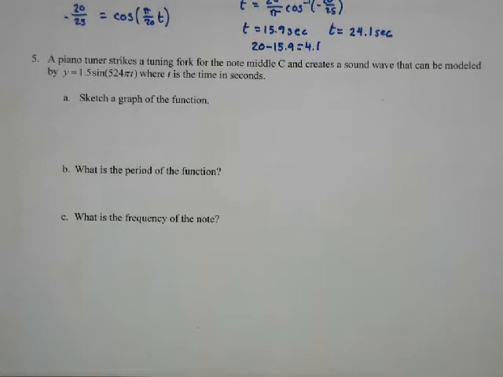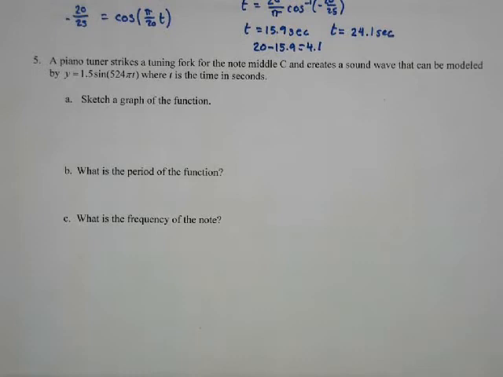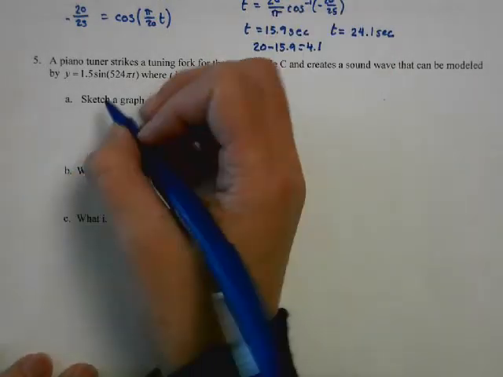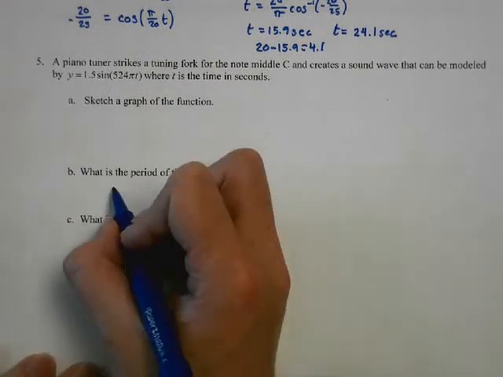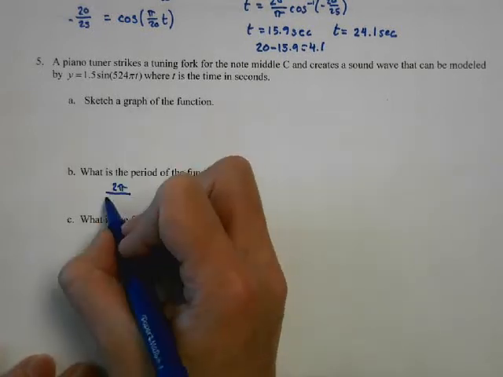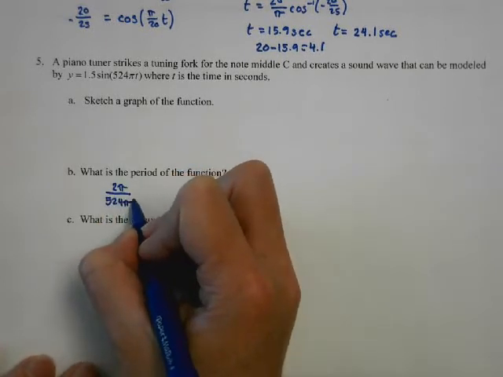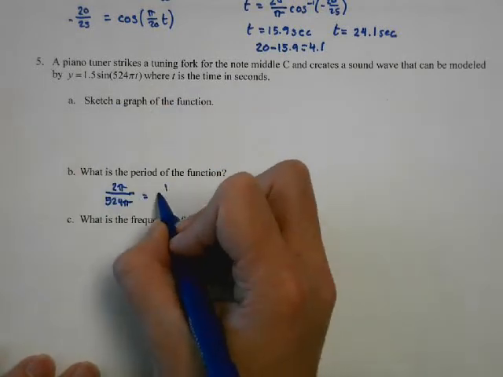Sound waves are another thing that can be modeled by sine and cosine curves. So a piano tuner strikes a tuning fork for the note middle C and creates a sound wave that can be modeled by 1.5 sine 524 pi t, where t is time in seconds. So the graph here, I'm actually going to answer this question first. What is the period of the function? So the period is going to be 2 pi divided by 524 pi, that coefficient there. So when we reduce, this is 1 over 262.